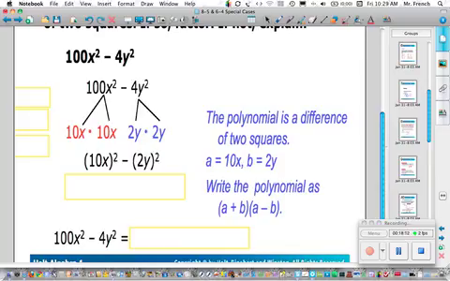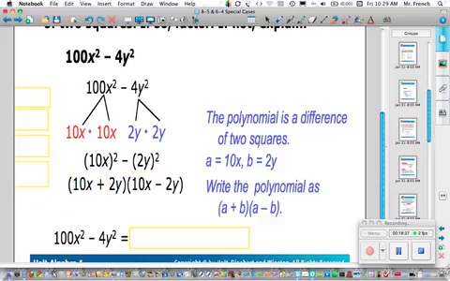So when you factor it, you're just going to plug it into this formula like I showed here. You're going to plug 10x into every place you see an a, and you're going to plug a 2y into every place you see a b. So when you're all done, it looks like that. So the factoring of this problem, this is your final answer right there: 10x plus 2y and 10x minus 2y.